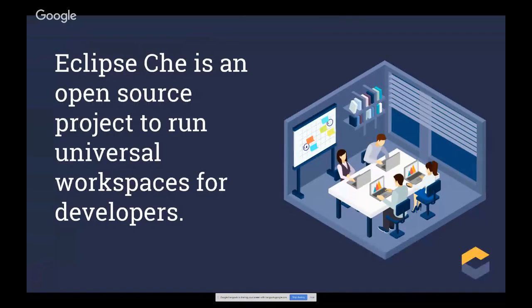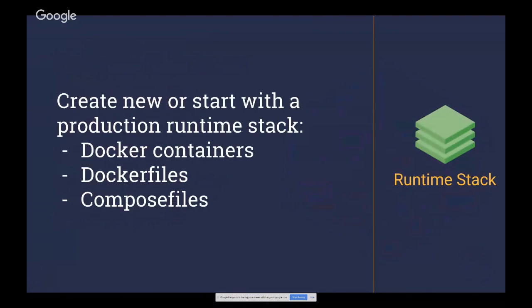Eclipse Che is an open source project to make these cloud workspaces universal for developers. And it started off as a technology initiative, and it has turned into a product initiative. And for those of you who are not familiar with Che already, let's just walk through what our basic goals are with Che. Che does essentially 4 things.